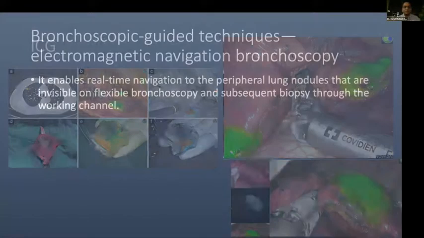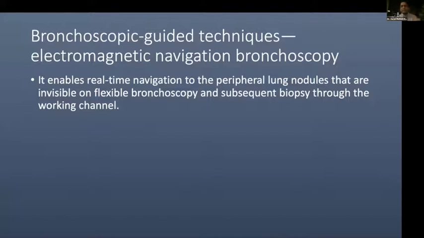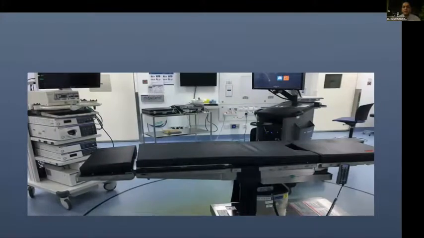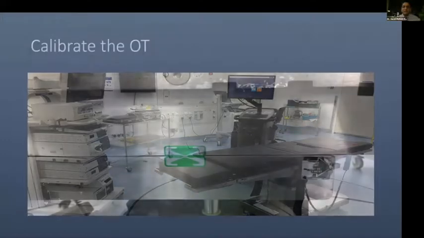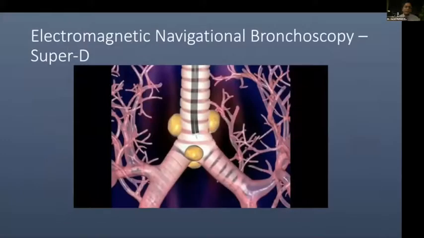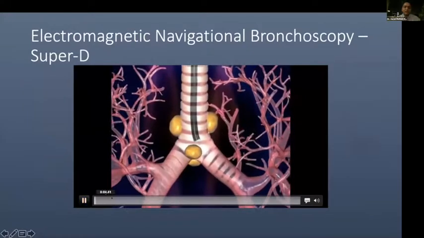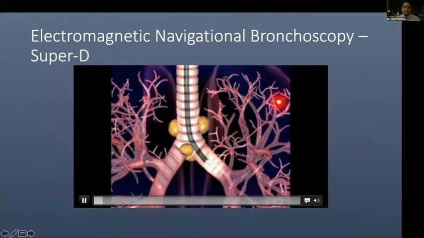So besides doing it via the CT scan method, you can also do it via newer ways, bronchoscopic guided techniques, and you can do it one stop in the theater, with real-time navigation. I think Medtronic or Covidien has their SuperDimension, and we did attempt it. You need to calibrate the operating theater to understand where your position is. You must get CT scans that are 1 mm cut for them to reconstruct the image onto their SuperD system.